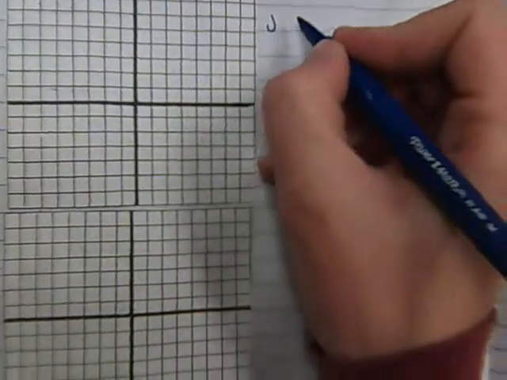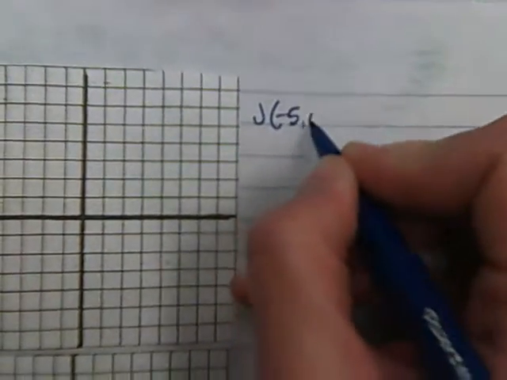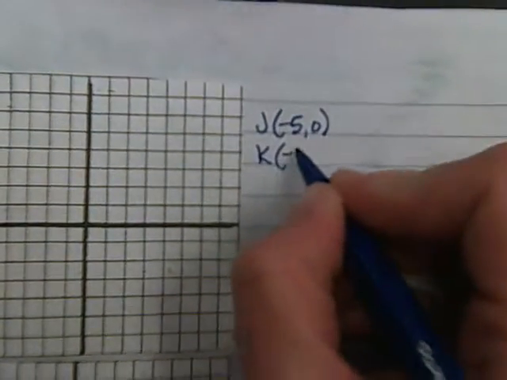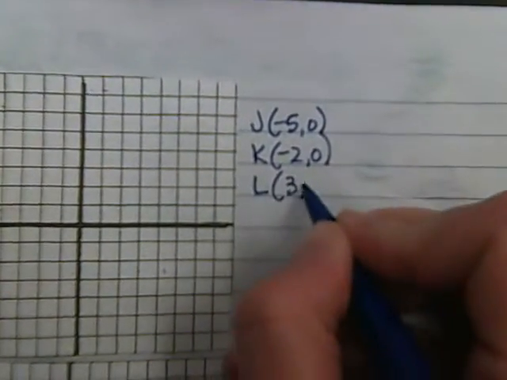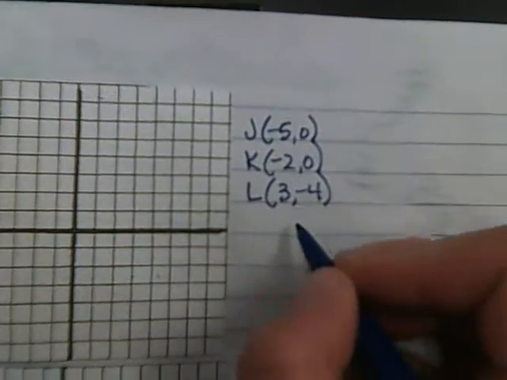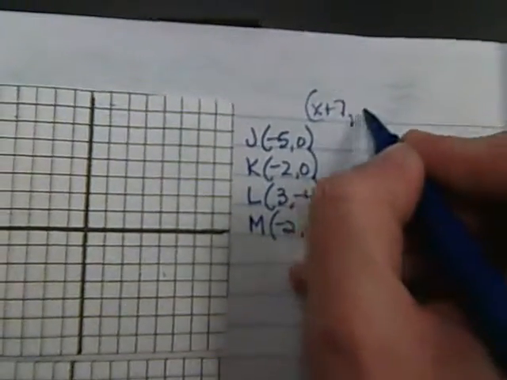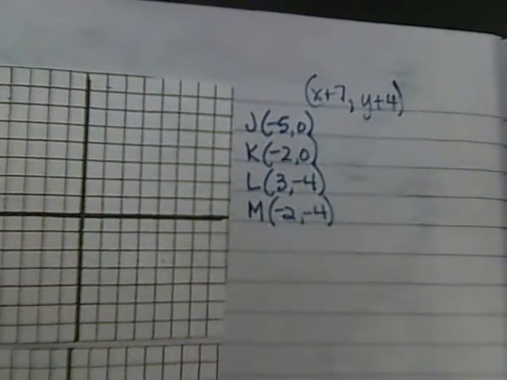This time we have J, remember we're in blue because that's our first color. J is -5, 0. K is -2, 0. L is 3, -4. And M is -2, -4. And my translation is x plus 7, y plus 4.